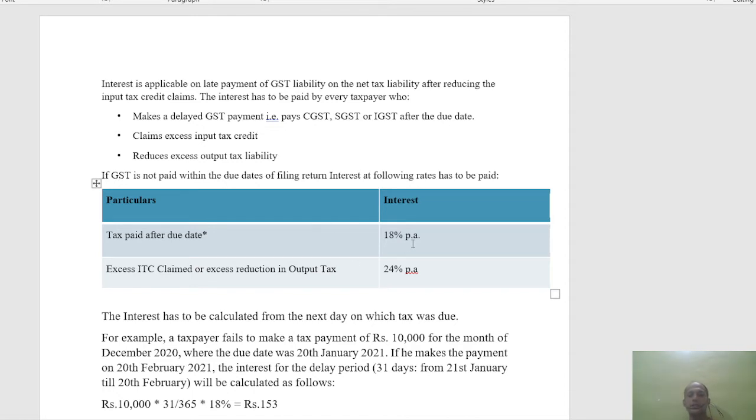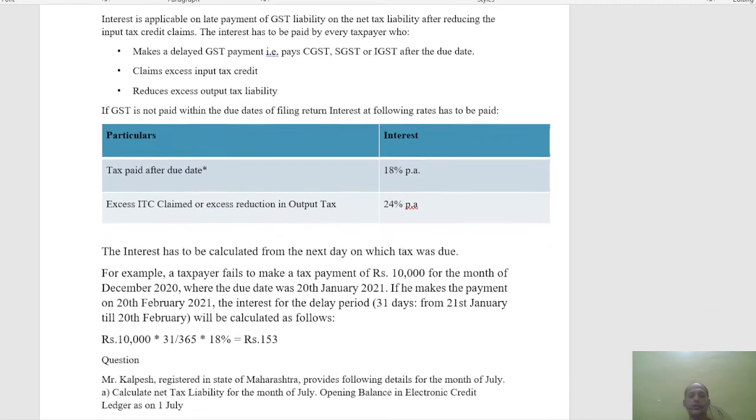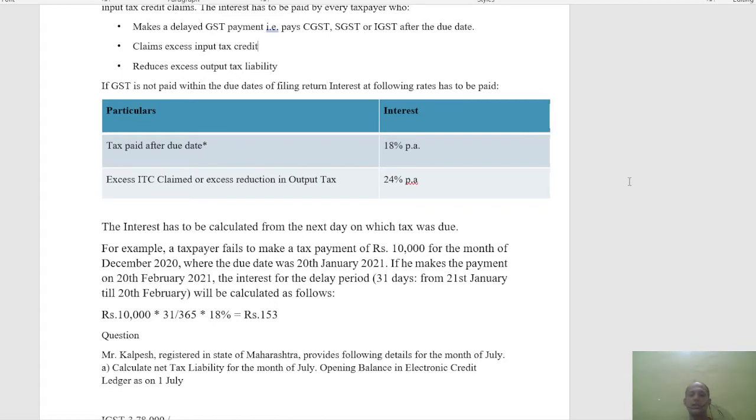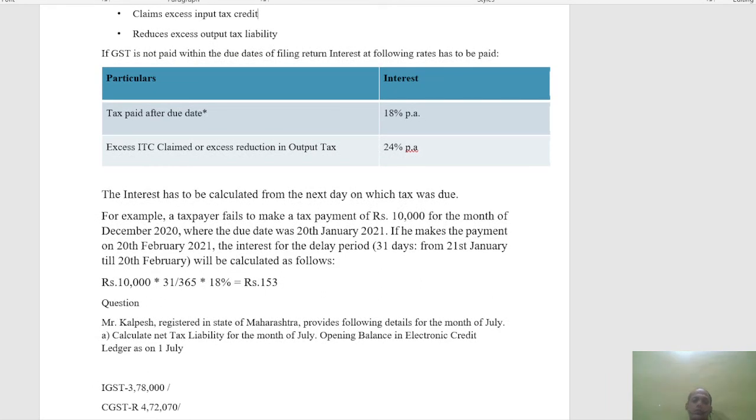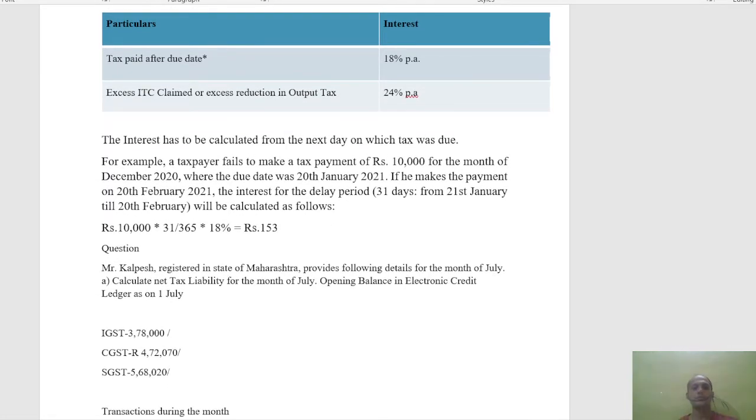So the interest rate is 18% per annum, simple interest. But if any registered supplier has taken any excess ITC credit, then it will be 24% per annum. The GST authority has given permission for self assessment of tax as well as self assessment of input tax credit, but they will do the scrutiny of your outward GST liability and your input tax credit claim, and if they find any discrepancies, then you will have to pay interest along with the penalty charges. So now we will discuss the interest.